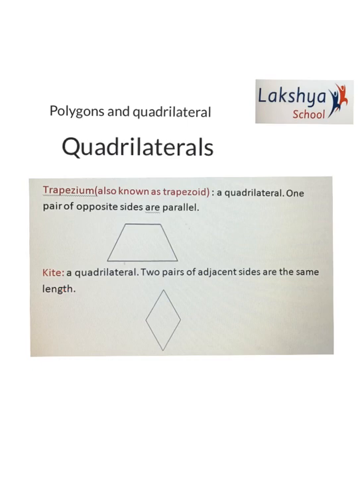Kite is a quadrilateral where two pairs of adjacent sides are of the same length. So we say two pairs of adjacent sides. Adjacent means the two sides which connect at a single vertex. So this and this form adjacent sides which are of the same length. Example is a kite.